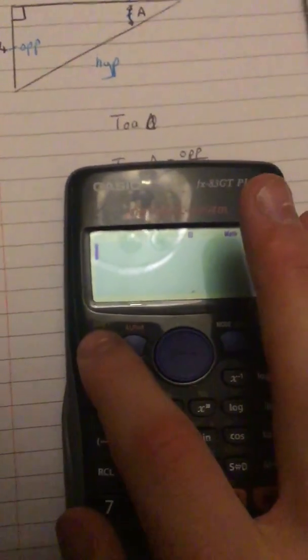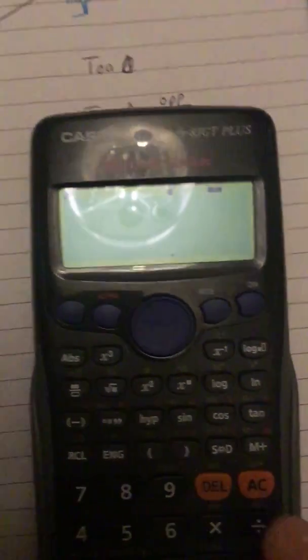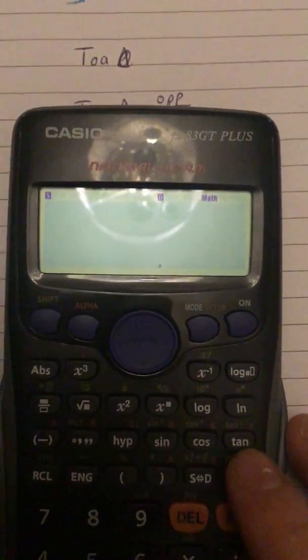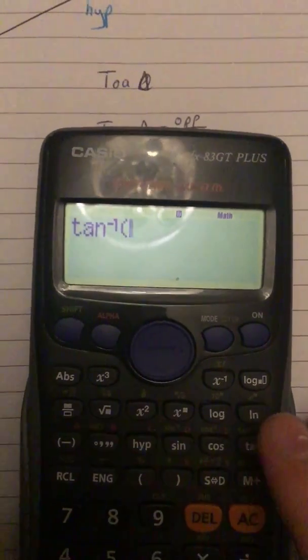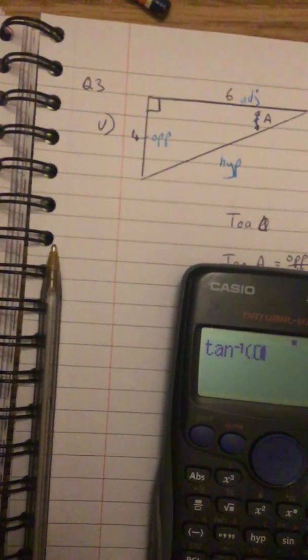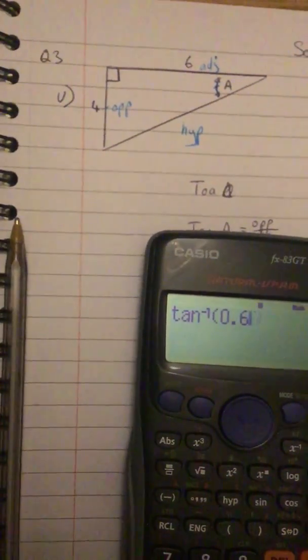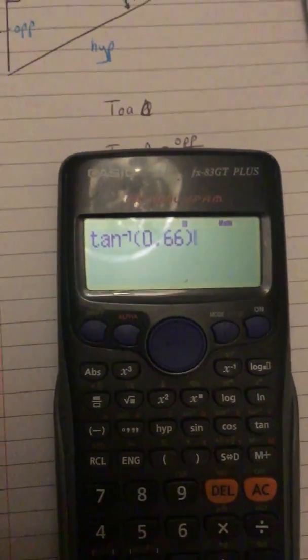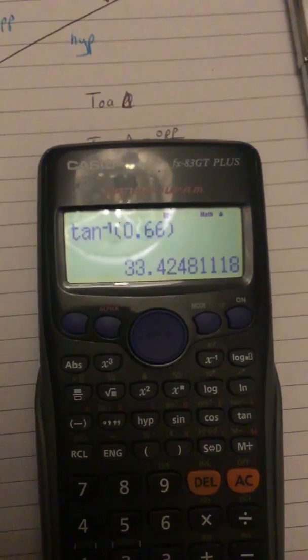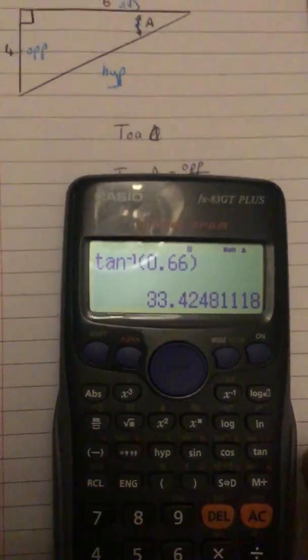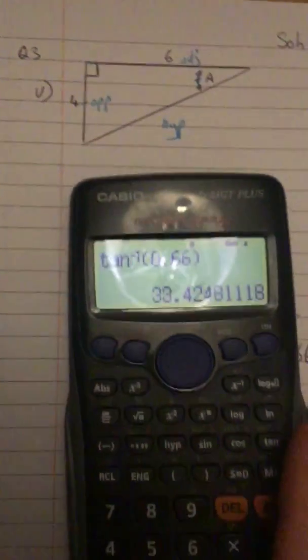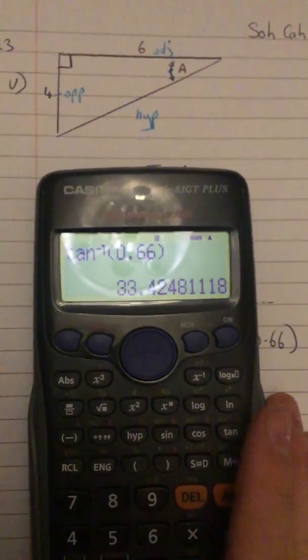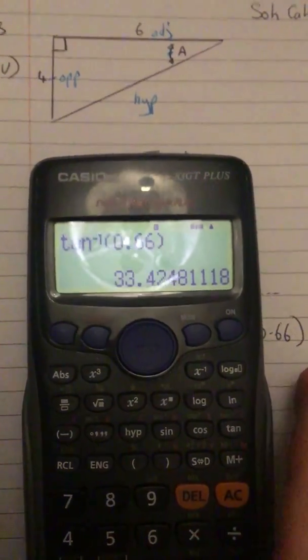So to find what A is equal to, I'm going to use my shift, find my tan -1 just above my tan, put in my 0.66, close my brackets and press equals. So the angle that I'm after in this question is actually 33.42 degrees. So you can see that's just a different way to ask the question.